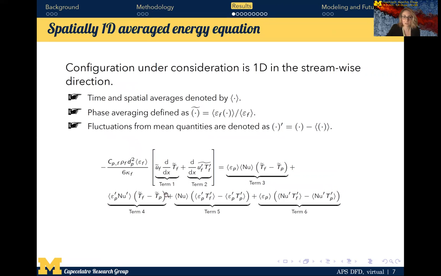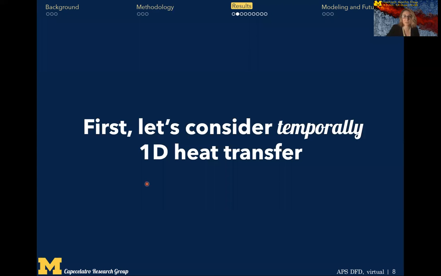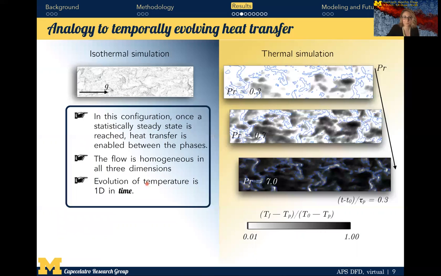And so you can see here that when we take the phase average of the thermal equation, we end up with 6 terms. And we want to assess which of these terms are most important and require closure effort. But first, let's consider a temporally 1D heat transfer problem.